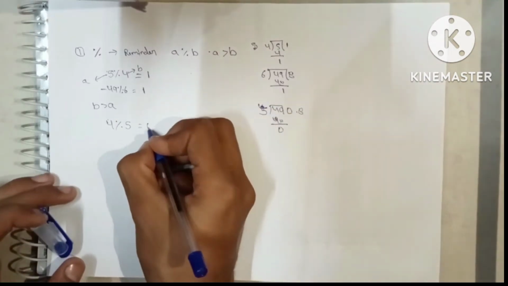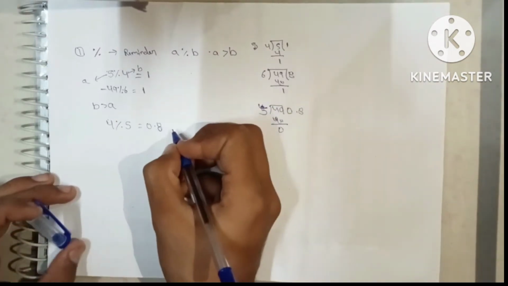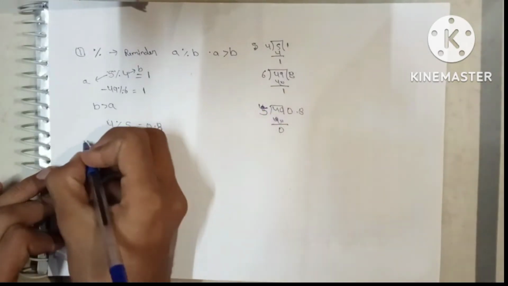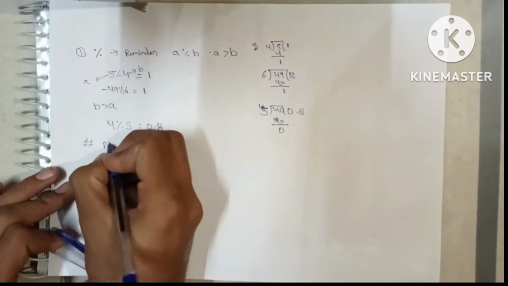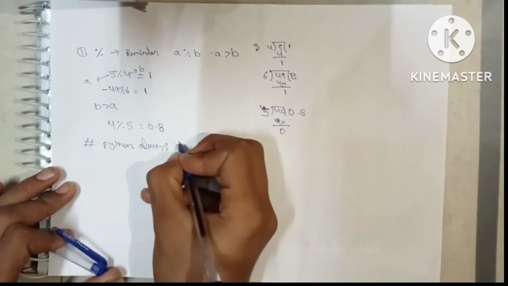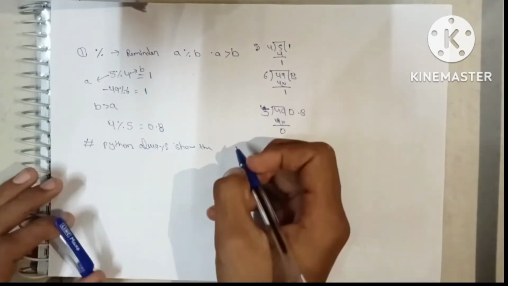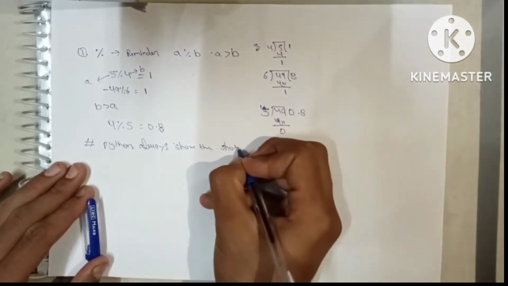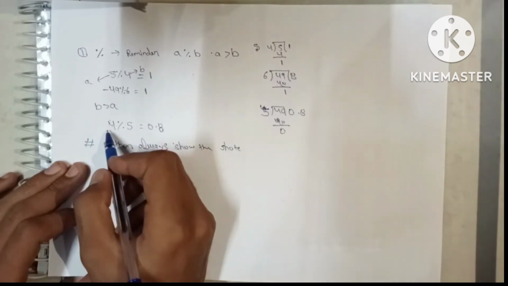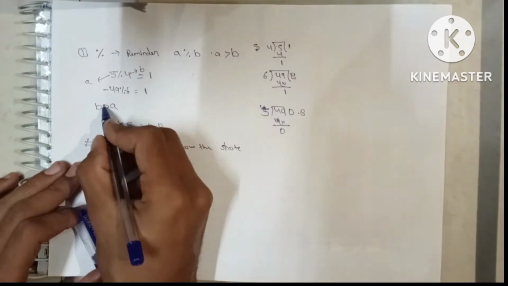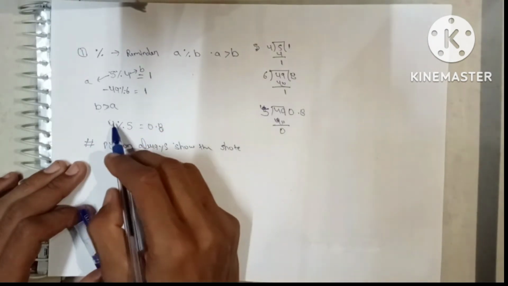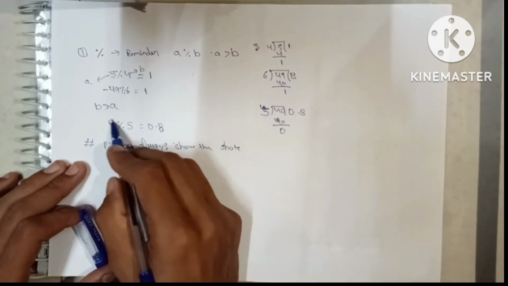So the answer is 0.8. But no, in case of here the simple division is here, but the rule is that Python always shows the shortest number. So if my a is greater than b, if my b is greater than a, meaning 5 is greater than 4, Python will always show this term, the term that is written here. Python always shows this.